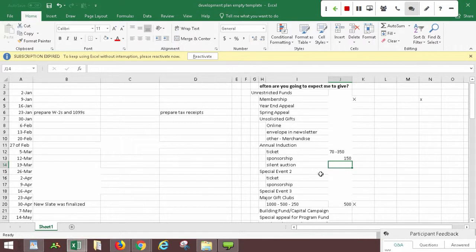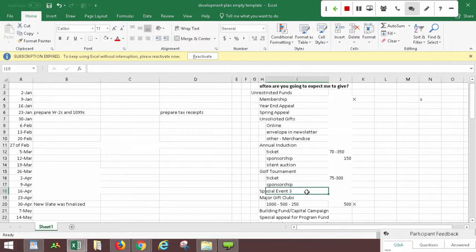Silent auction's not necessary. We also had a golf tournament, with sort of the same expectation that you would at least register to play as an individual if you didn't bring a foursome, and you might be a hole sponsor or something like that.